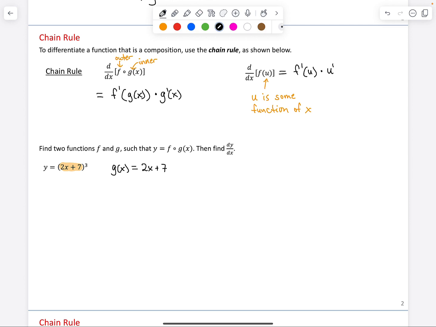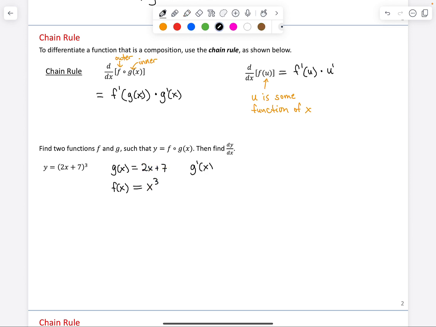And then if you mentally change everything that's currently highlighted in orange to a simple x, this would reveal the f function. The outer function is x cubed. Sure enough, if you take 2x plus 7 and substitute it in for this x, you will get this y function we have here. These are good choices of f and g because they are individually differentiable using the rules that we've learned so far. Meaning we know how to find this derivative easily and we know how to find this derivative easily. So let's go ahead and do that next.